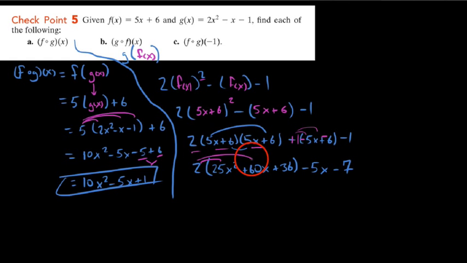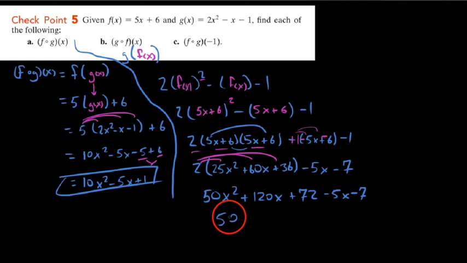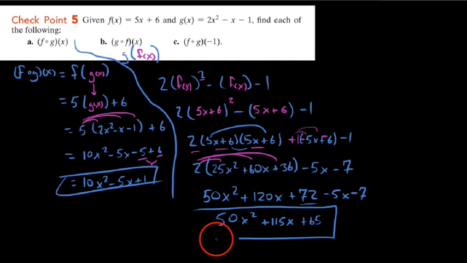So the last thing we need to do to end up simplifying this once and for all is 50x squared plus 120x plus 72 minus 5x minus 7. And then just combining like terms, we'd have 50x squared. Looks like total x's here about 115, or exactly 115. And then 72, take 7 off that, we get 65. So this would be our g of f of x.